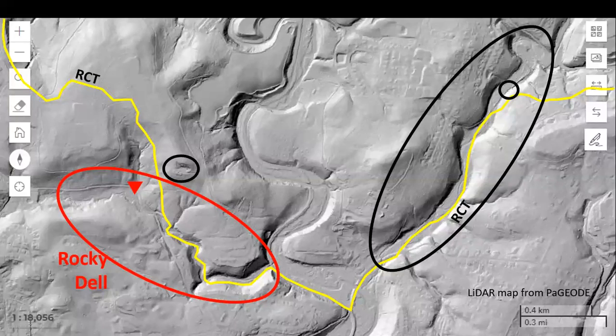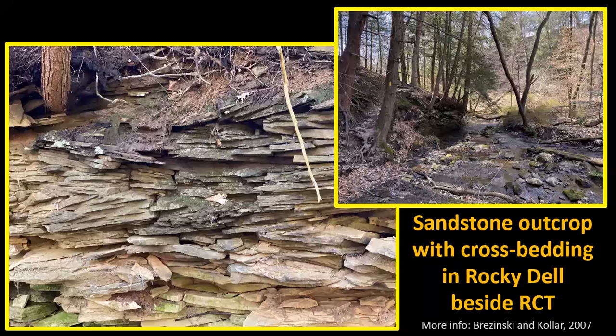Okay, let's move to Rocky Dell, and we're going to look at part of Rocky Dell where there is a steep-sided valley, and here goes the trail. There's a blaze. There's an outcrop right next to the stream. There's bedrock exposed in the stream too, and you can see cross-lamination here from when the sand was deposited about 300 million years ago on the bottom of an ancient river.